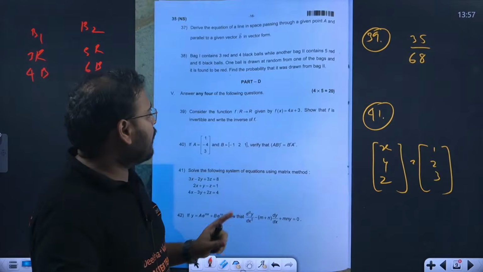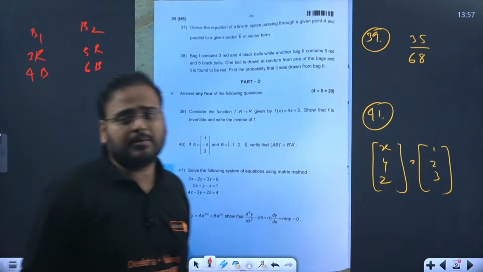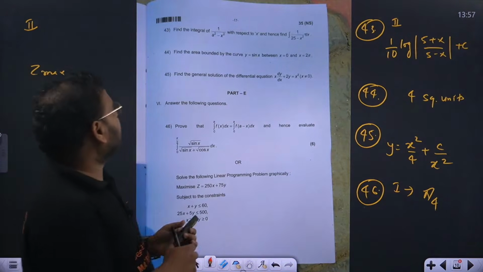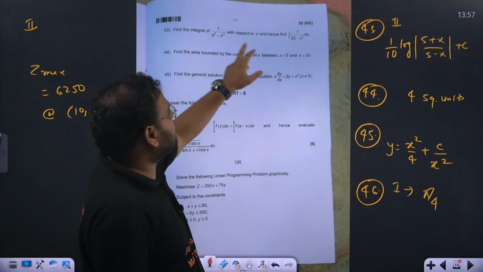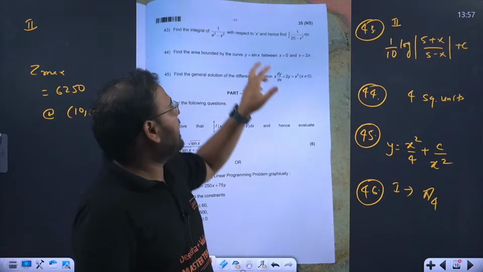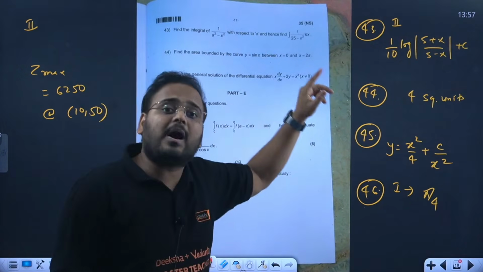3 marker. 41, this is a 5 marker question. You get x, y, z value as 1, 2, 3. I hope you have solved this question. Okay guys, 43. 43 is the question of particular function. If you solve for the part 2, you get 1 by 10 log of 5 plus x upon 5 minus x. And how would you solve this integration? You get 1 by a minus x and a plus x partial fraction.